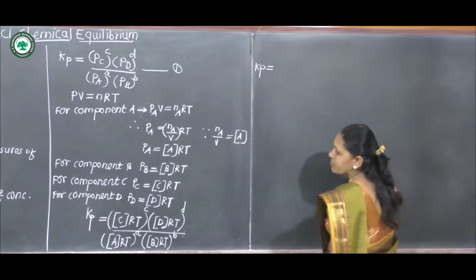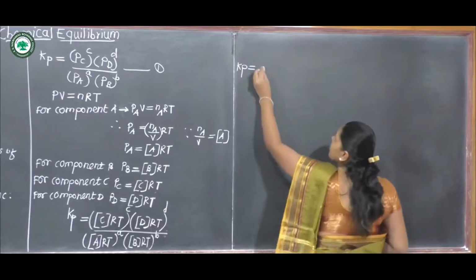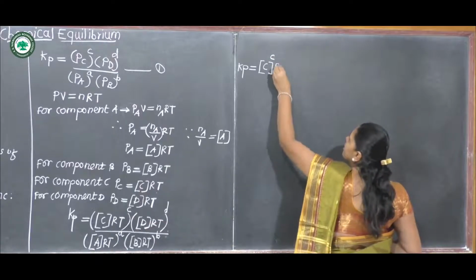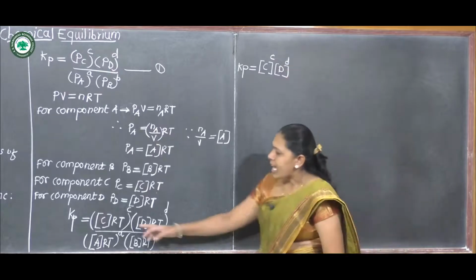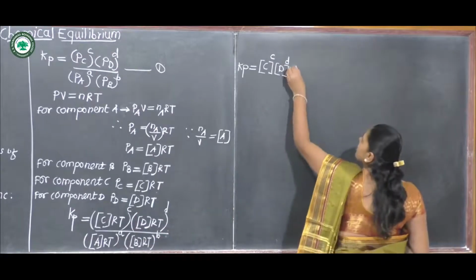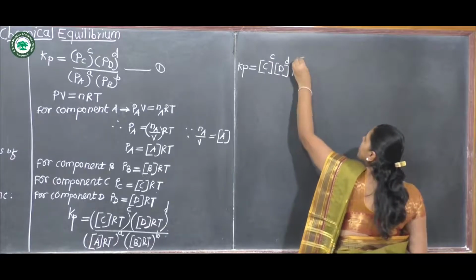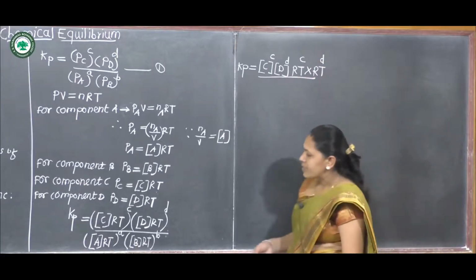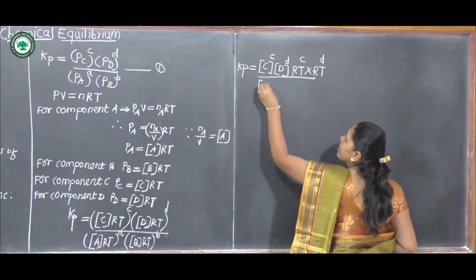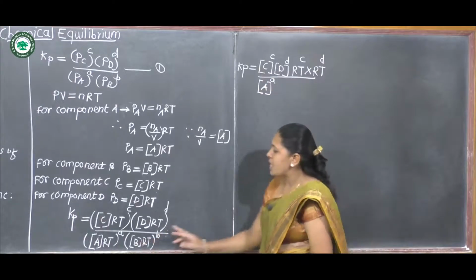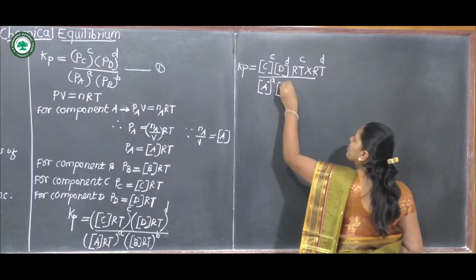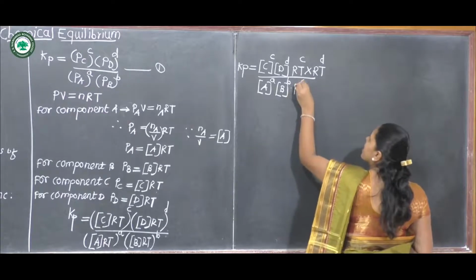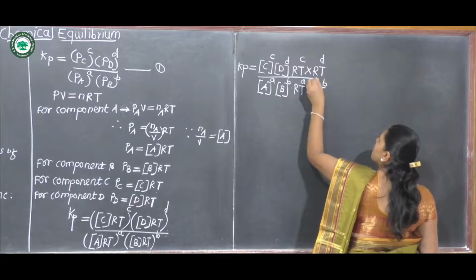Kp is equal to concentration of C raised to c into concentration of D raised to d into RT raised to c and RT raised to d, RT raised to c multiplied by RT raised to d, divided by concentration of A raised to a into concentration of B raised to b into RT raised to a and RT raised to b, RT raised to a multiplied by RT raised to b.